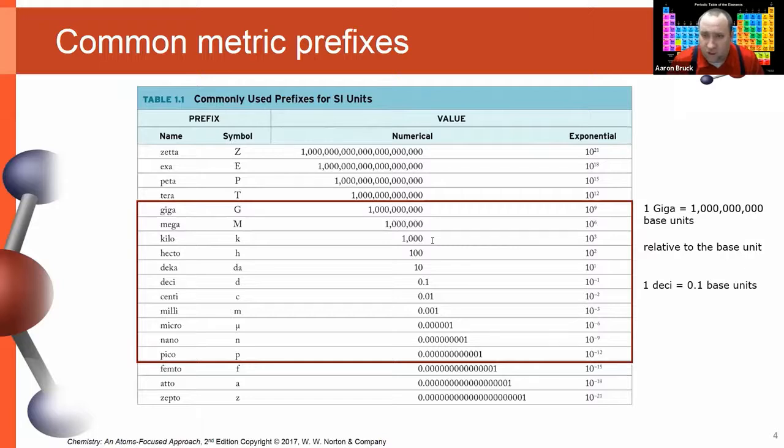a conversion. So there are 10 to the 9th meters in a gigameter. There is 10 to the negative 12th meters in a picometer. And if you can keep that straight, that will certainly go a long way toward helping you meet your goals and do things correctly.